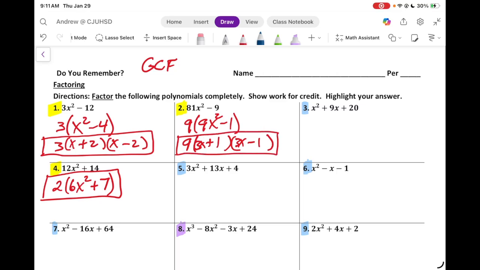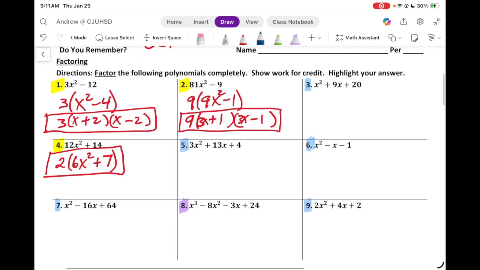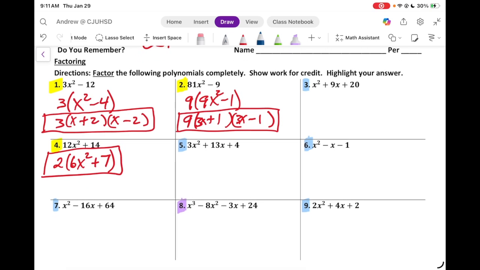Now let's take one of these 3-term expressions and see if we can figure something out. So first of all, GCF. I don't see one on 3, I don't see one on 5 or 6 or 7, but on number 9, all of those are divisible by 2. So I take that out, and that'll be x squared plus 2x plus 1.